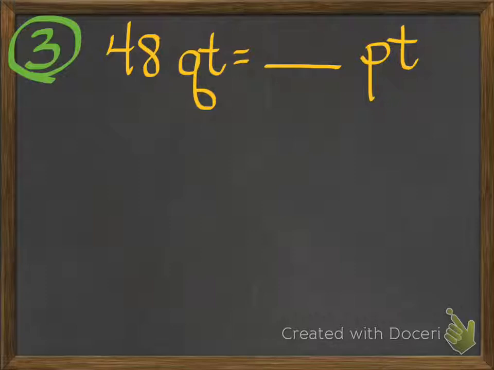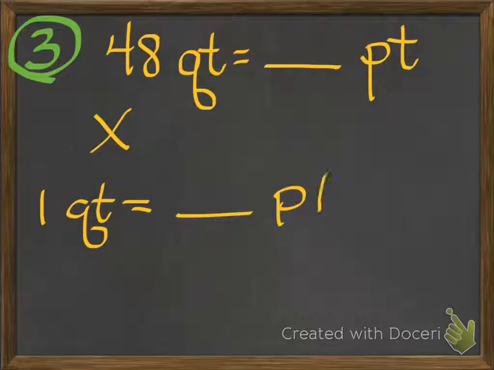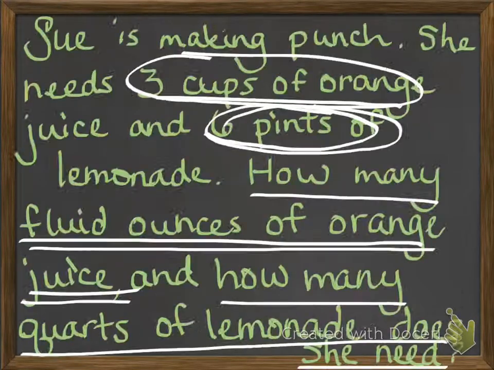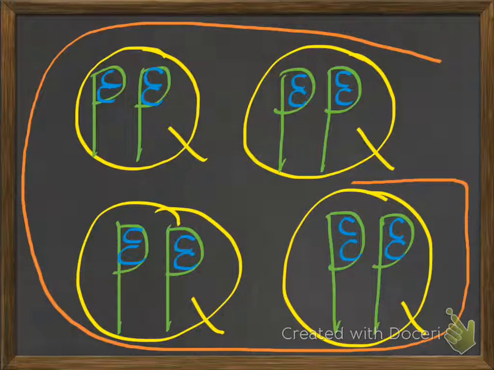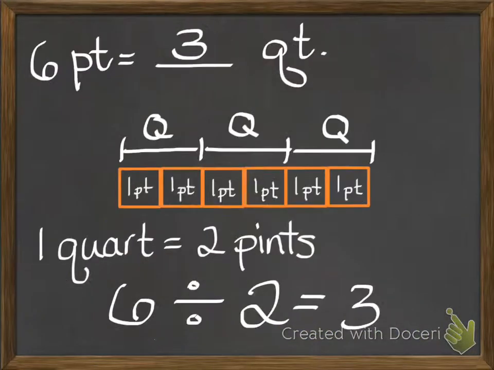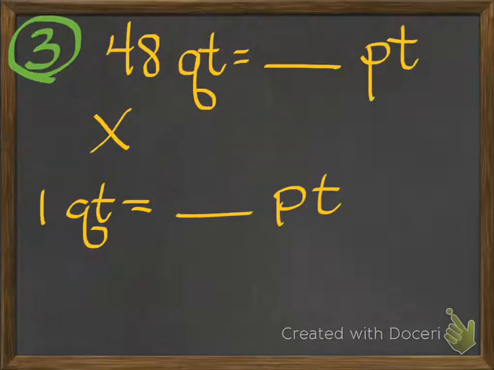I'm going from a larger unit, quarts, to a smaller unit, pints, so I know I'm going to use multiplication. I need to know how many pints are in 1 quart. I need to figure that out first. How many pints are in a quart? So I'm going to go back to my picture. I've got a quart, and I see in 1 quart there are 2 pints. 1 quart equals 2 pints.